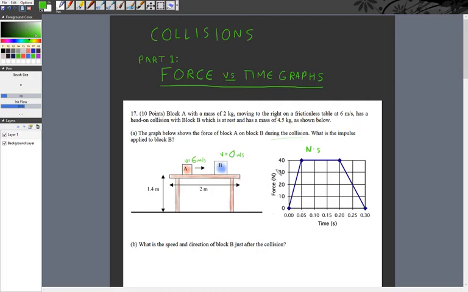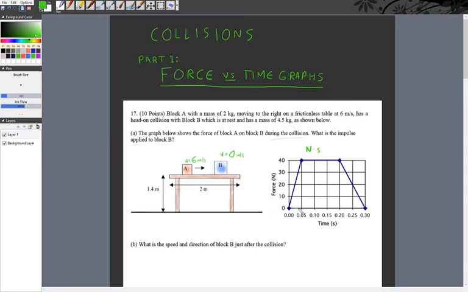So you might think there's not really much you can do here, right? So the time of contact is 0.3 seconds, and the maximum force is 40 newtons, but you can't multiply 40 newtons by 0.3 seconds because the average force is going to be less than 40 newtons, all right? In order to answer this question about the impulse, we have to do something called finding the area underneath the curve.